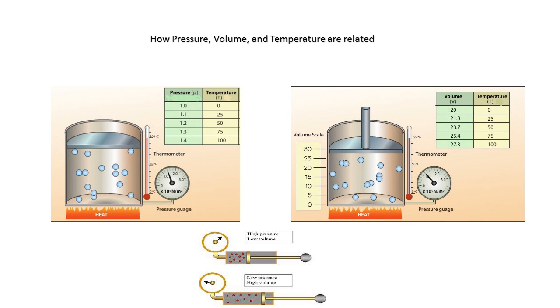Temperature, pressure, and volume are all related. Temperature and pressure are directly proportional to each other. What that means is if the temperature increases, so does the pressure. If the temperature decreases, the pressure will decrease also. Pressure and volume are inversely proportional to each other. What that means is if the pressure decreases, the volume increases. And if the pressure increases, the volume decreases.